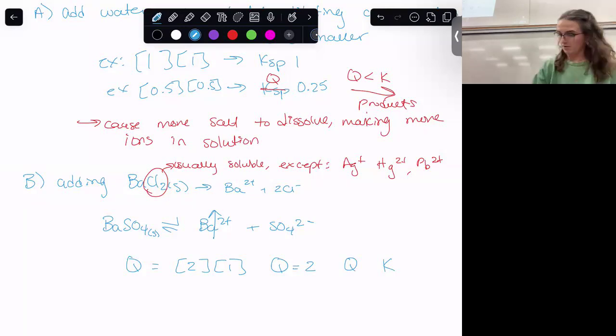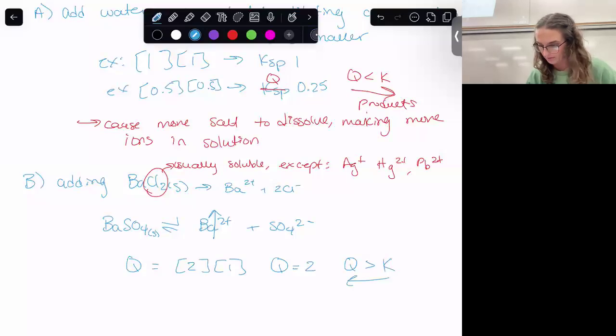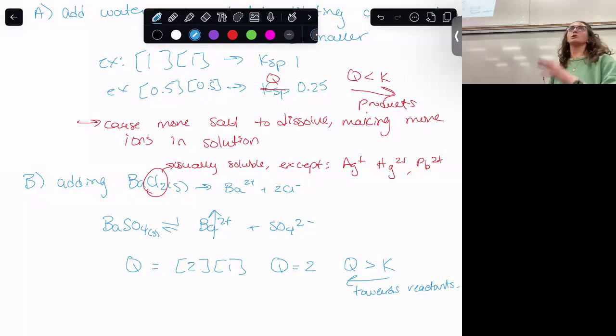How does Q compare to K? Q is greater than K. Since Q is greater than K, which way are we going? To the left, towards reactants. So it's going to take some of those sulfate ions in solution and form more barium sulfate solid, because we have an increase in our barium ions from this salt being dissolved.